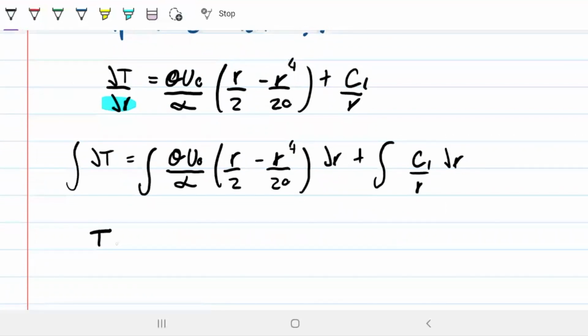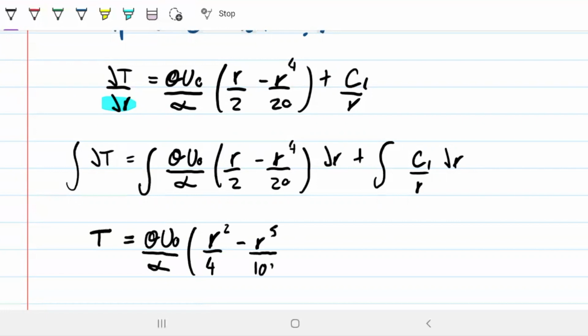On the left-hand side, it's pretty easy. It's just the temperature at any given point. On the right-hand side, what's constant remains constant. Then this guy, same thing, right? r squared over 2. So I have r squared over 2, and there's a 2 there, so there's going to be a 4. And we also have r to the 4th. We're going to elevate that to the 5th, so it's going to be minus r to the 5th, and then divided by 20 times 5, that's going to be 100.